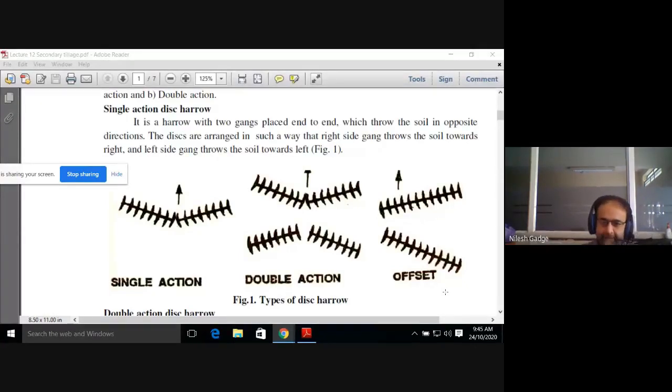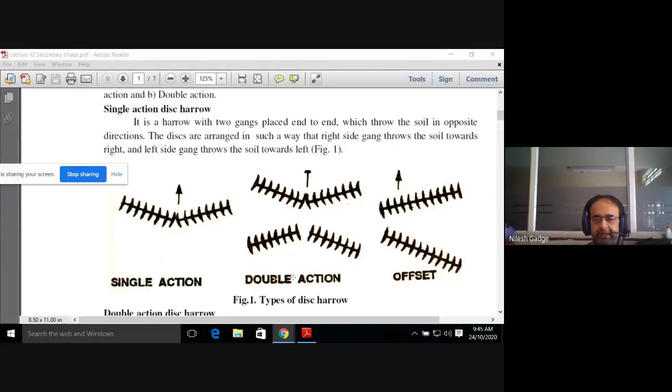सिंगल ऍक्शन म्हणजे काय होतं बघा, ही जी सॉइल आहे, समजा ही जी गँग आहे ती ट्रॅक्टरच्या राईटला आहे, मग ती ट्रॅक्टरच्या राईटला सॉइल अशी थ्रो करेल, आणि ही गँग लेफ्टला आहे समजा, मग ट्रॅक्टरच्या लेफ्टला सॉइल थ्रो करेल. थ्रो करेल म्हणजे बाजूला टाकली जाईल लेफ्टला. इथं सिंगल पल्वरायझेशन होतं, सिंगल पल्वरायझेशन ऑफ द सॉइल टेक्स प्लेस इन सिंगल ऍक्शन डिस्क हॅरो.